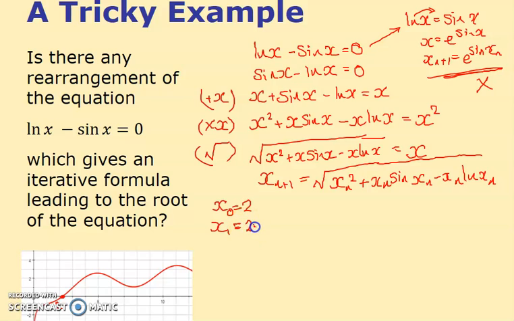It's 2.105. I'm going to write 3dp. I'm going to press equals again, and I've got x2 equals 2.163. So it certainly looks as if, looking at my graphs, it's found the root. It has definitely found it.